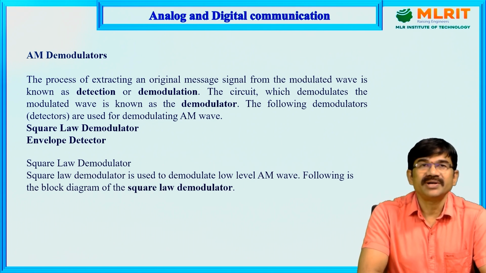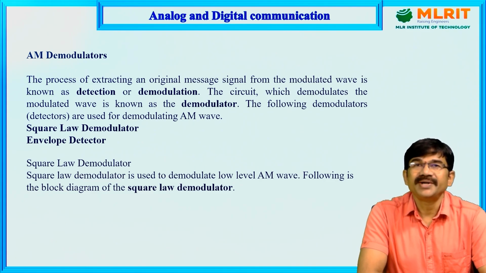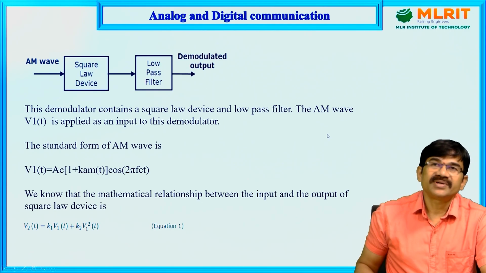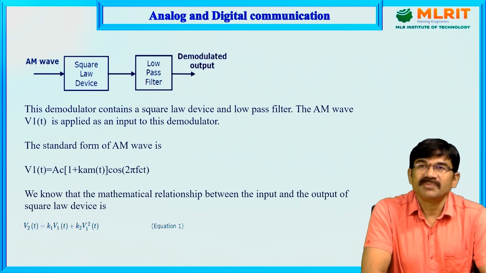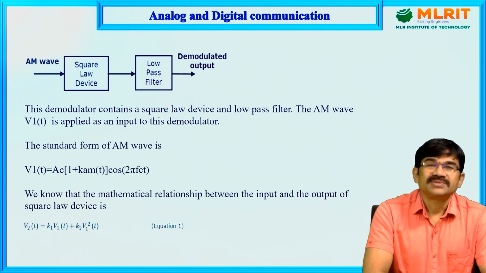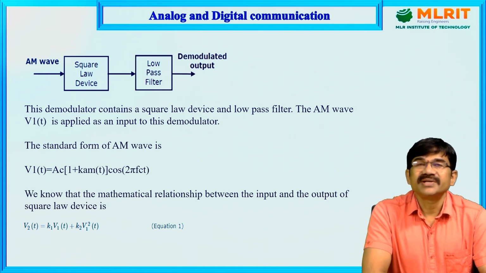The first demodulator is the square law demodulator. The square law demodulator is used to demodulate a low level AM wave. The following is the block diagram for the square law demodulator. It first takes the AM wave, the modulated wave s(t), which can be represented as Ac[1 + Ka m(t)] cos 2πfct. That modulated wave is applied to the input of the square law device.